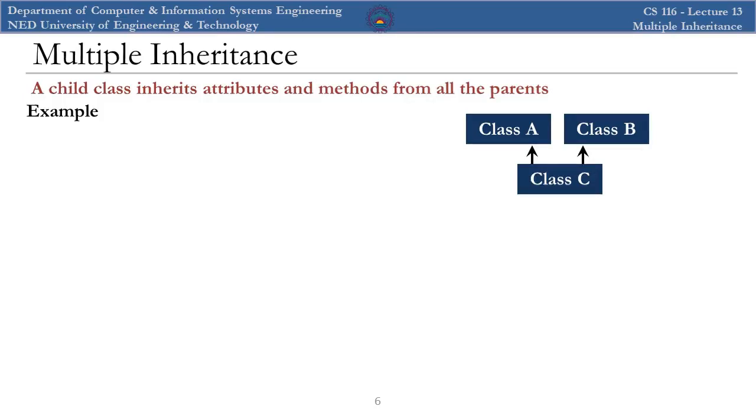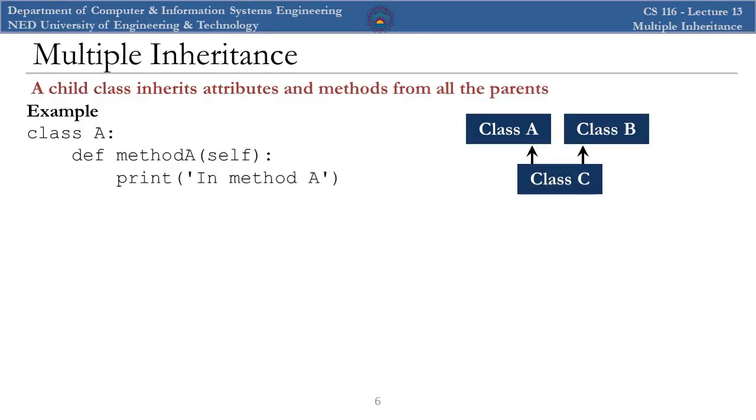So first I'll define the parent classes. Here's my first parent class, class A. In this class, I'm defining only one method, and this is called method A. And I am printing something here in method A. This print statement is an indication that this method A has been executed. So this class A contains nothing else, it only contains this single method A.